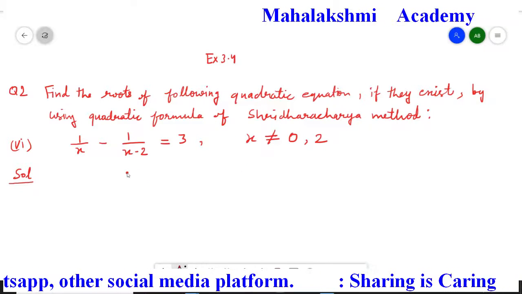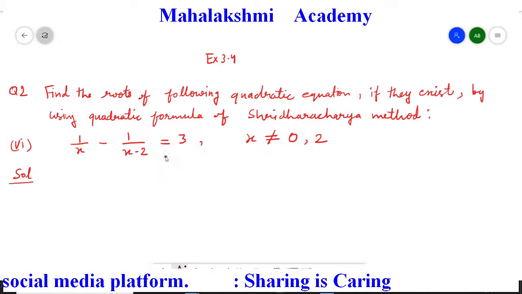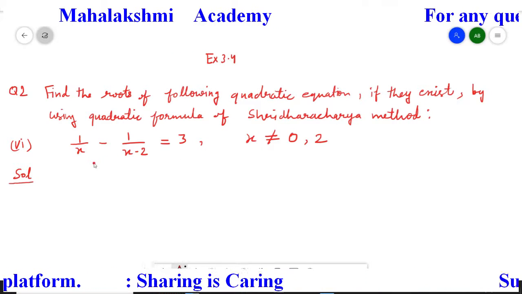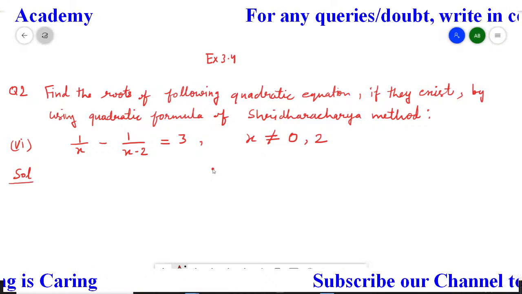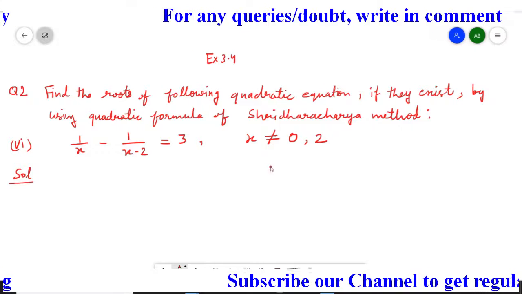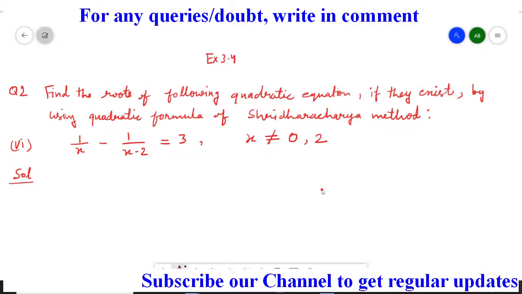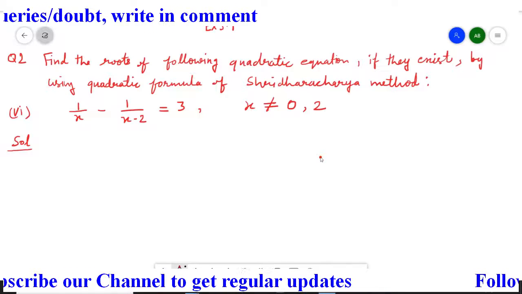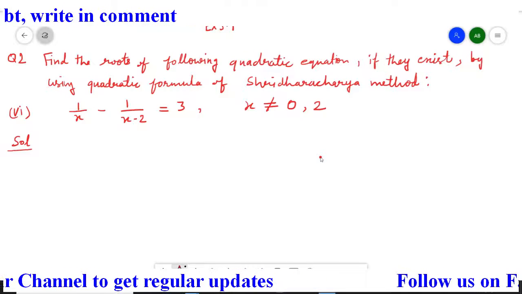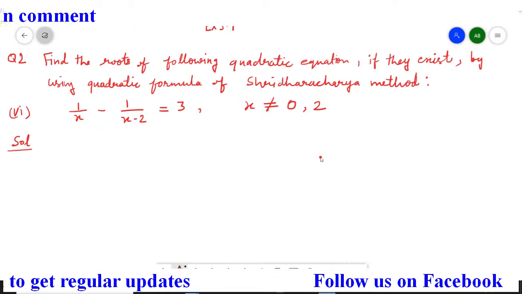So first of all, whatever equation is given to us, we have to convert it to the standard form. The standard form of a quadratic equation is ax square plus bx plus c. So firstly we have to do that. Then we'll find out whether the roots exist or not with the help of the discriminant. And then in the third step we are going to solve the equation.